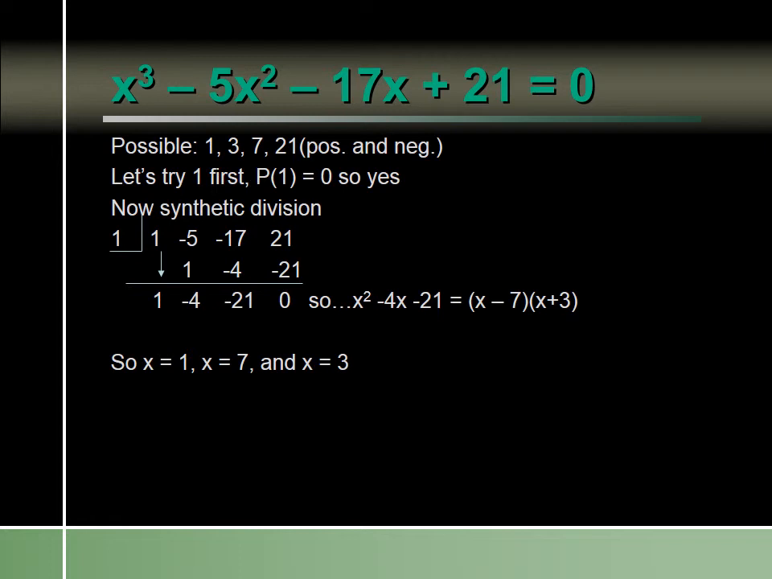So the last step is to set everything equal to 0. We already know that 1 is a solution, so we got x equals 1. x minus 7 equal to 0 tells us that x equals 7 is a solution. And then x plus 3 set equal to 0 tells us that x is equal to, oh, that's a typo. This should be x equals negative 3 right there.